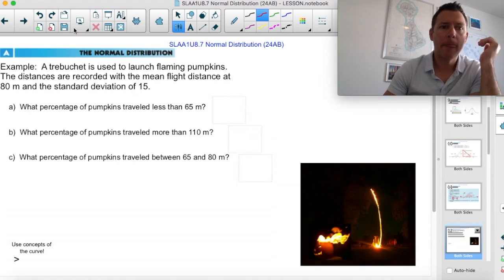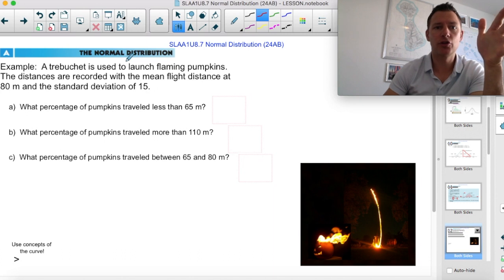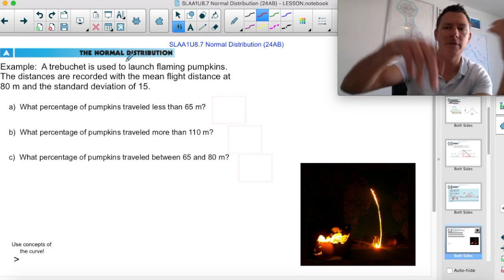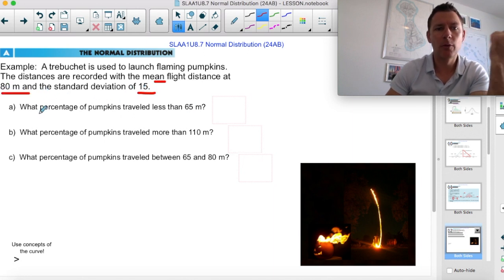So let's try it out. I've got a catapult that's firing flaming pumpkins, and we're trying not to change the distance, but the pumpkins are going to land at different distances. So the average flight distance is 80, the standard deviation is 15. What percentage of pumpkins travel these distances? Percentages, like what's the probability?